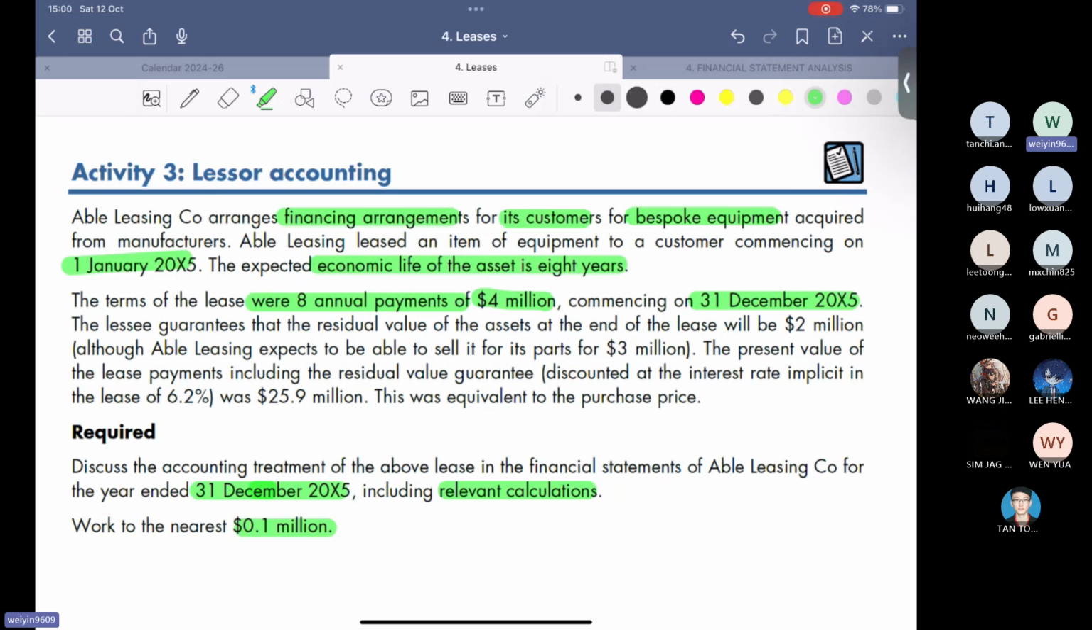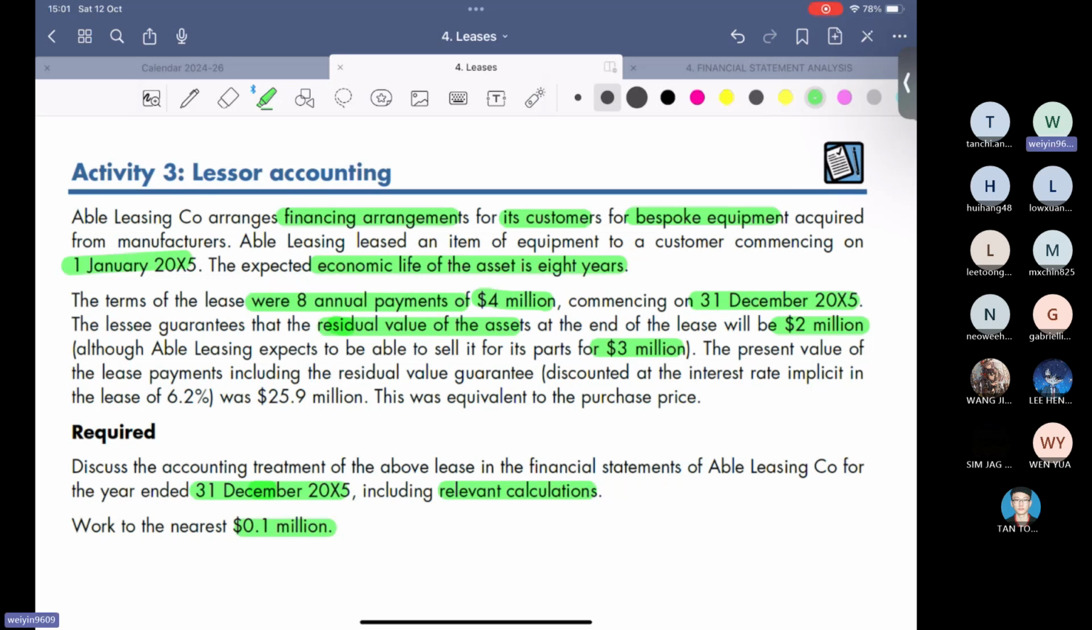So receive at year end. The lessee guarantees that the residual value of the asset at the end of the lease will be 2 million, although Able Leasing expects to be able to sell it to a third party for 3 million. So you see, the lessee only promised to buy at 2 million, right? If I sell outside, I can go for 3 million. Therefore, 3 minus 2, I have the 1 million unguaranteed residual.